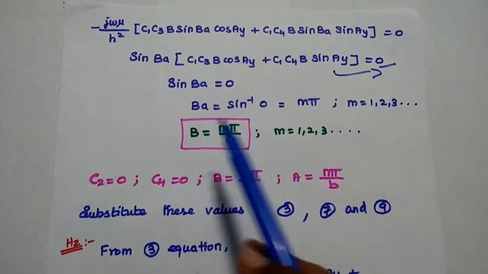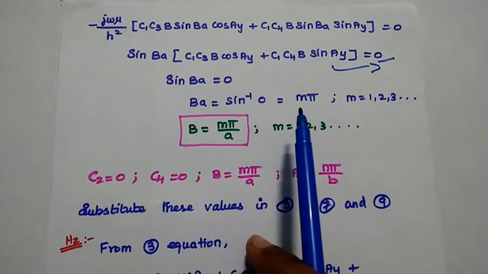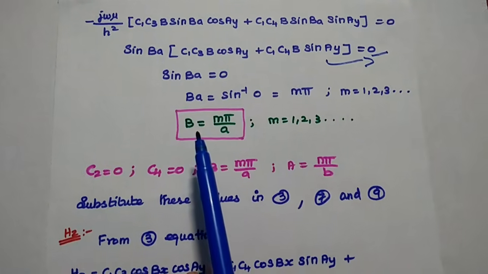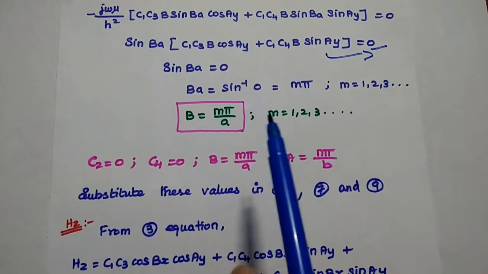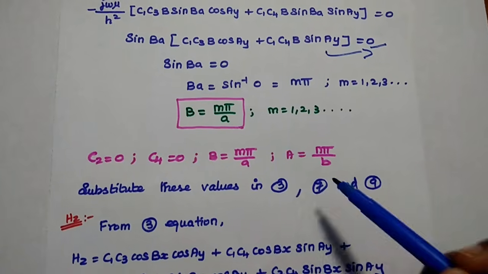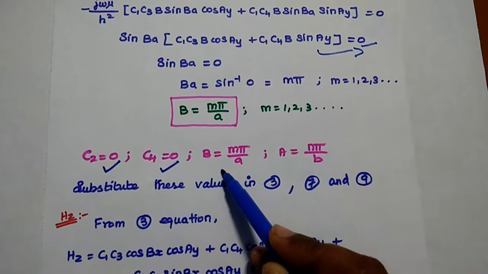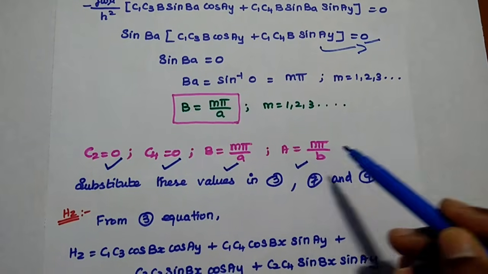So here for this b we can consider the integer m. For a we can consider the integer n. Okay. From this we can get b is equal to m pi by a, where m is equal to 1, 2, 3, etc. Okay. So now we have obtained C2 is equal to 0, C4 is equal to 0, B is equal to m by A is equal to n by B.